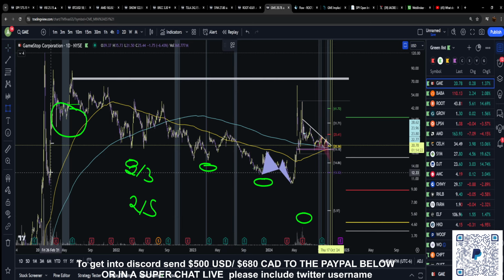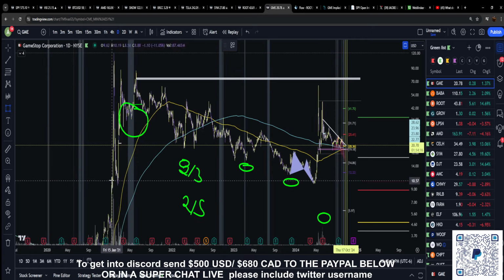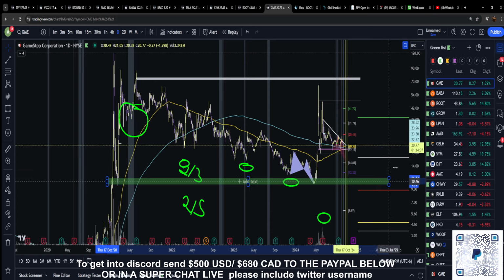Watch this. Take a box. Look at where Keith bought. This is where Keith bought the second time when he was in Congress. And then look at where the stock kind of paused and hesitated before the short squeeze. So if we just draw a box roughly around that area of price action, and then we just drag it across.